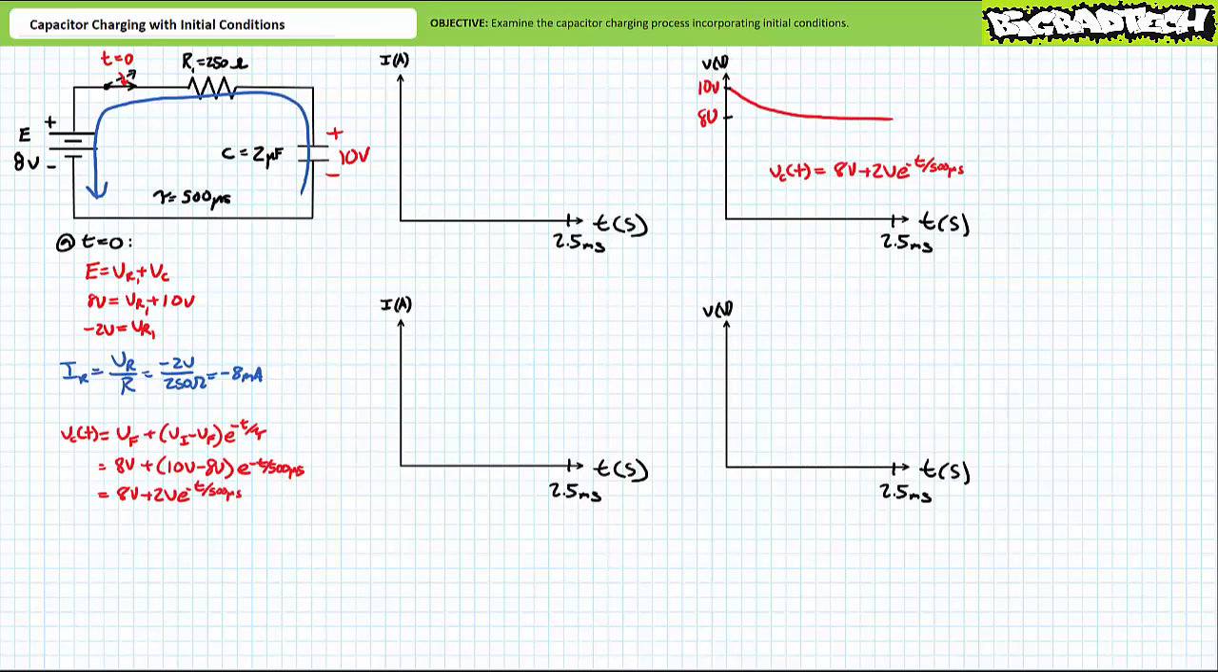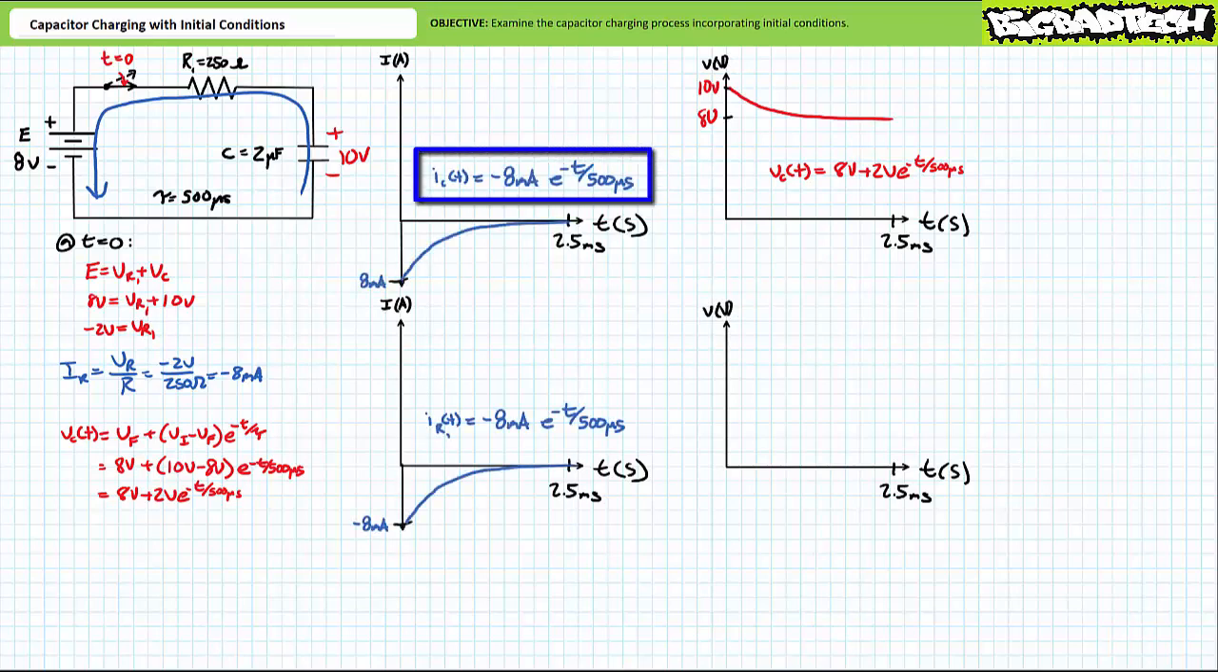Voltage across the capacitor as a function of time, Vc of t, can still be expressed as Vf plus (Vi minus Vf) times e to the negative t over tau, where Vi is the initial voltage of 10 volts and Vf is the final steady state value of 8 volts. Substituting these given values, Vc of t resolves itself into a simplified expression as 8 volts plus 2 volts times e to the negative t over 500 microseconds. Voltage starts out at 10 volts and eventually stabilizes at 8 volts over 5 time constants or 2.5 milliseconds. As long as you keep track of signs, this expression will work for any scenario.